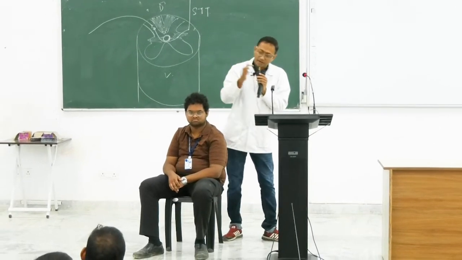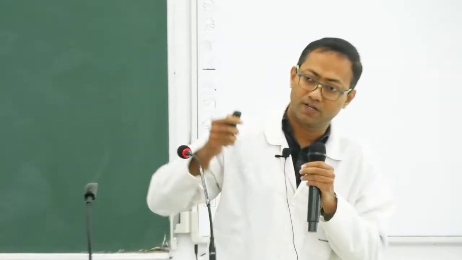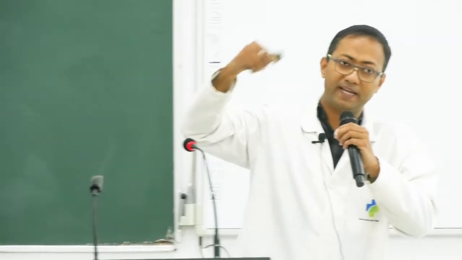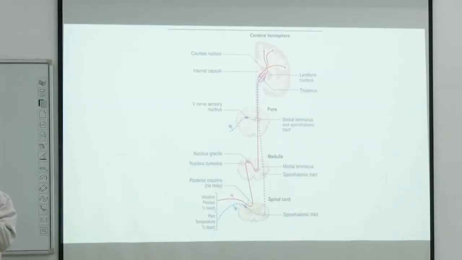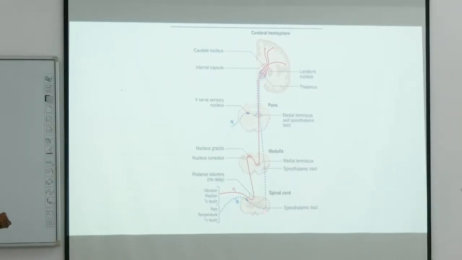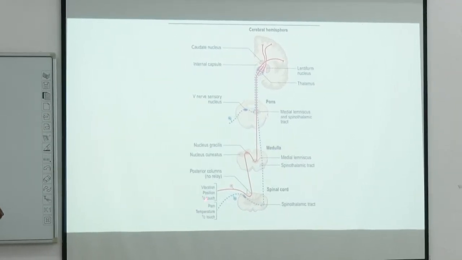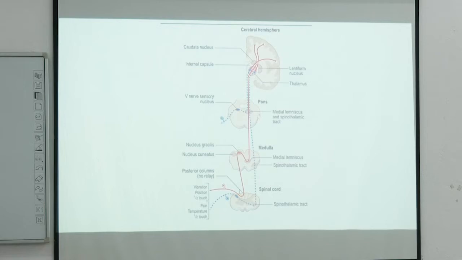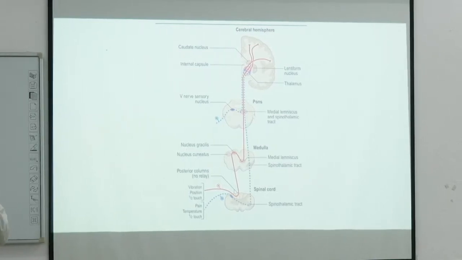But the point to remember is that the spinothalamic tract, which carries pain and temperature sensation, crosses the midline immediately after entering the spinal cord, in front of the central canal, and ascends as the spinothalamic tract, with a relay station at the level of the thalamus and the next order neuron going to the somatosensory cortex. Clear? Dorsal column pathway and spinothalamic tract.